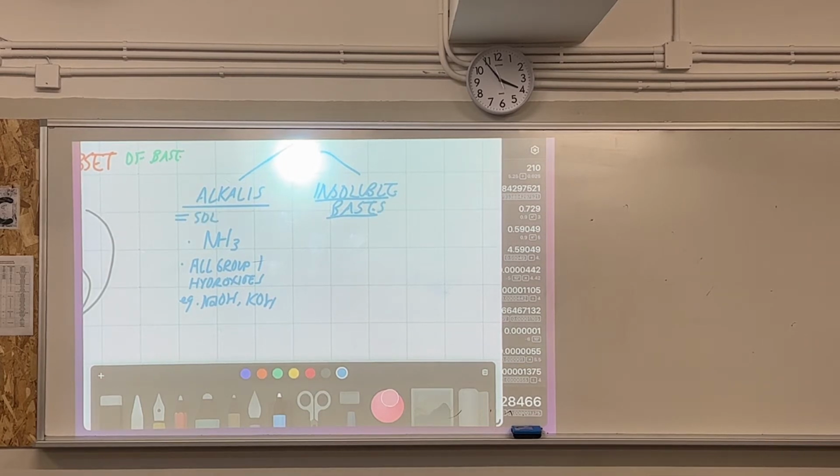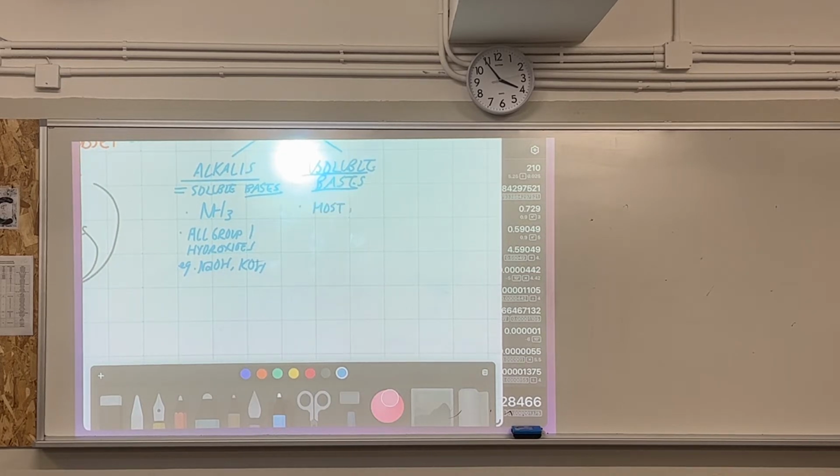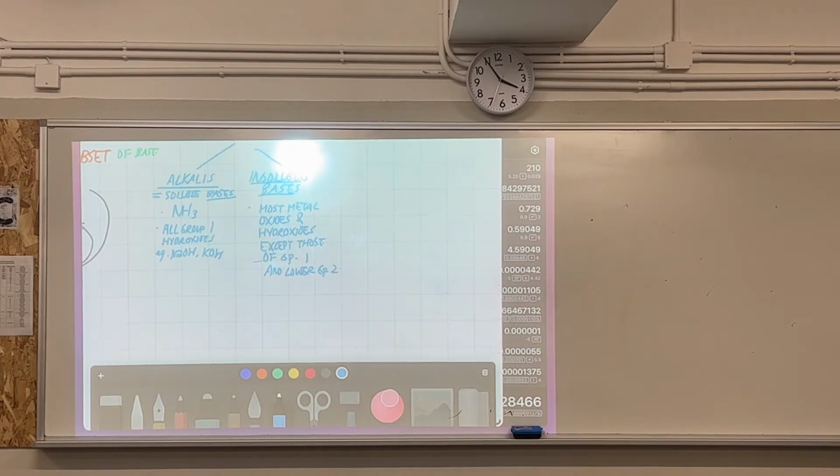So you have soluble base. Alkali is just another name for soluble bases. So you see the word base in both of them. So therefore they are under a larger family called base. Okay? So some examples of insoluble base include most metal oxides and hydroxides, except those of group 1. So except those of group 1. Okay? And lower group 2. So lower group 2. So where are the group 1 and the lower group 2?